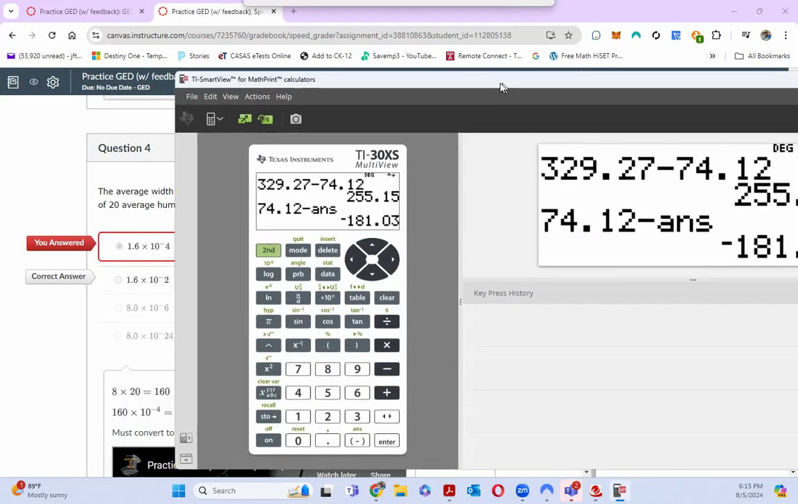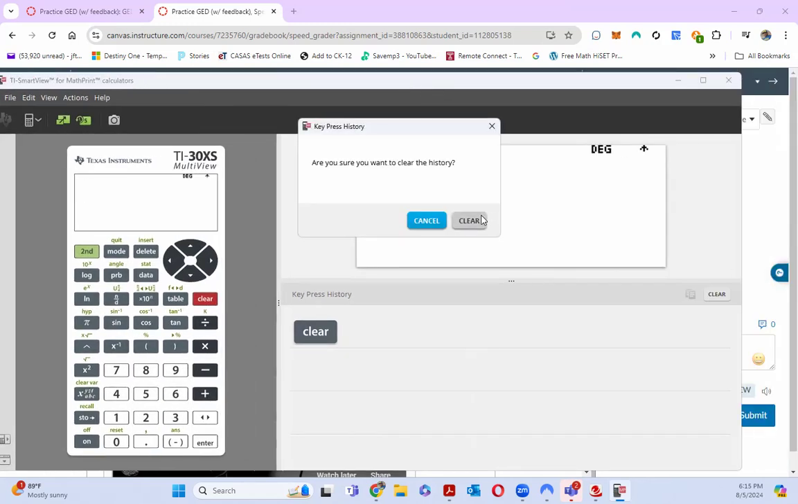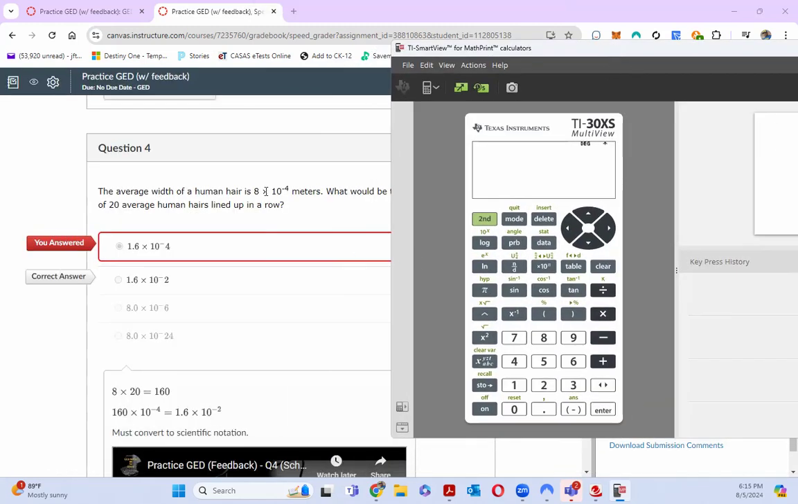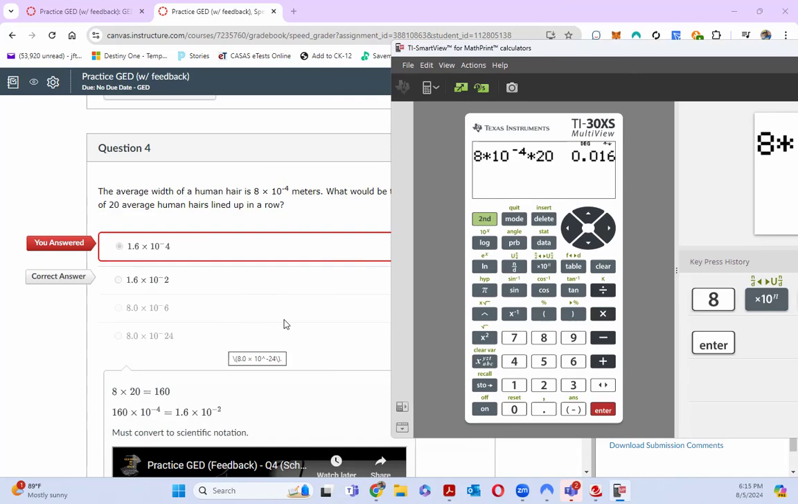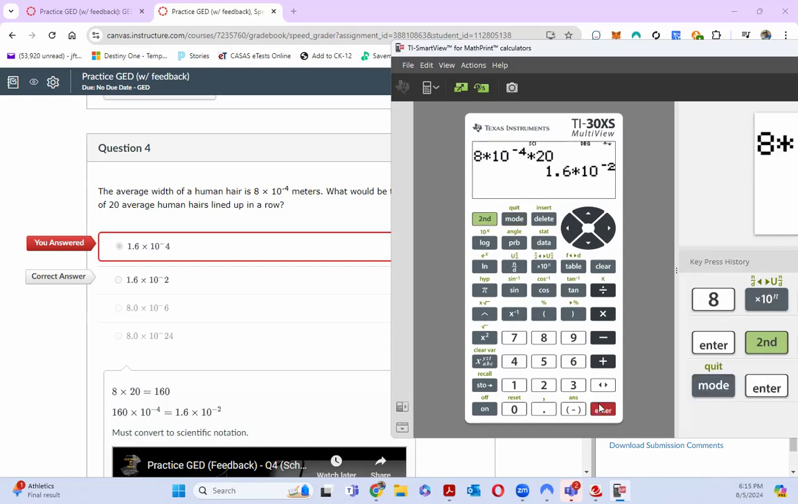What you have to recognize is that this is a multiplication problem. Let me clear the calculator first. You can put this 8 times 10 to the -4 times 20. Now, 0.016. I'm going to use my calculator. Second, mode, and I can put it on SCI, hit enter. Watch this. It does it for me: 1.6 times 10 to the negative 2. You don't have to do any work.